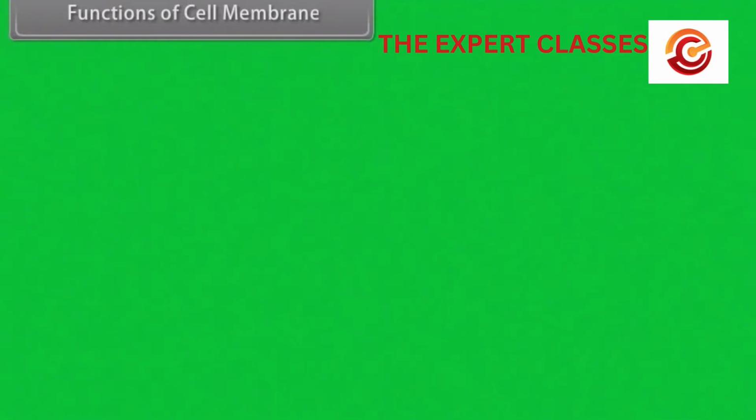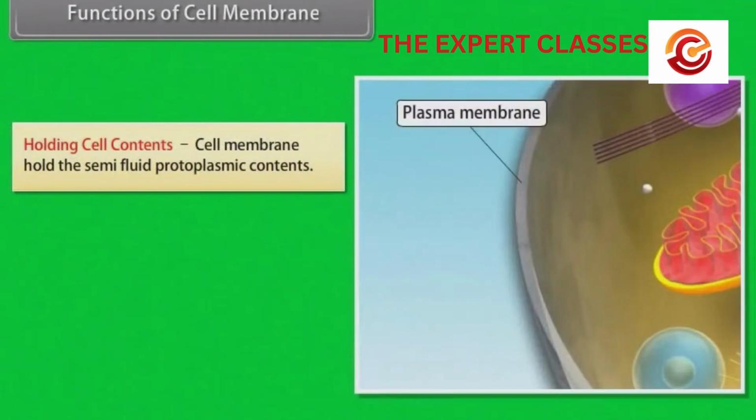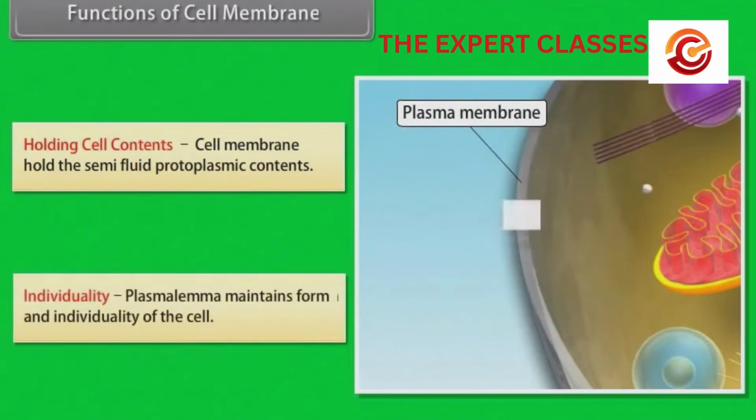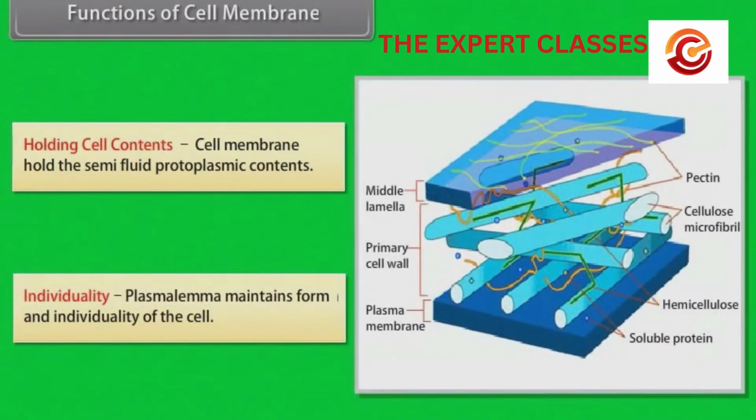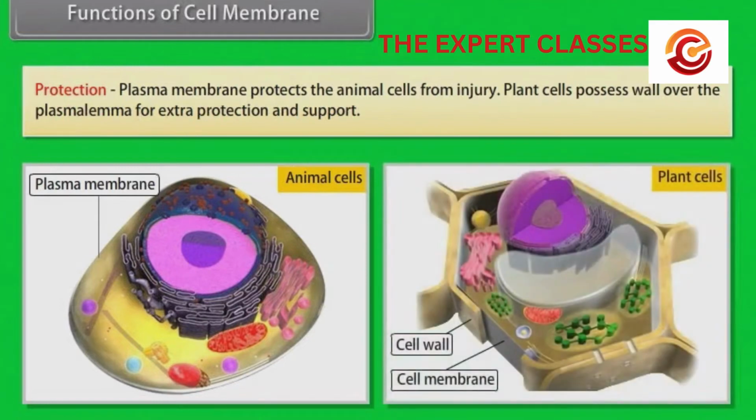Functions of cell membrane. Holding cell contents. Cell membrane holds the semi-fluid protoplasmic contents. Individuality. Plasma membrane maintains form and individuality of the cell. Protection. Plasma membrane protects the animal cells from injury. Plant cells possess a wall over the plasma membrane for extra protection and support.